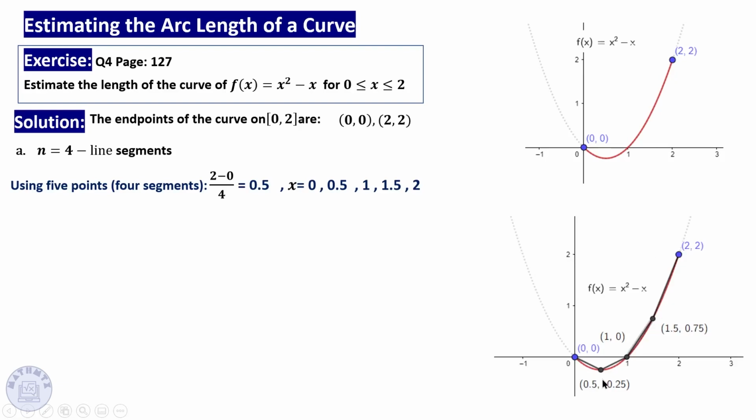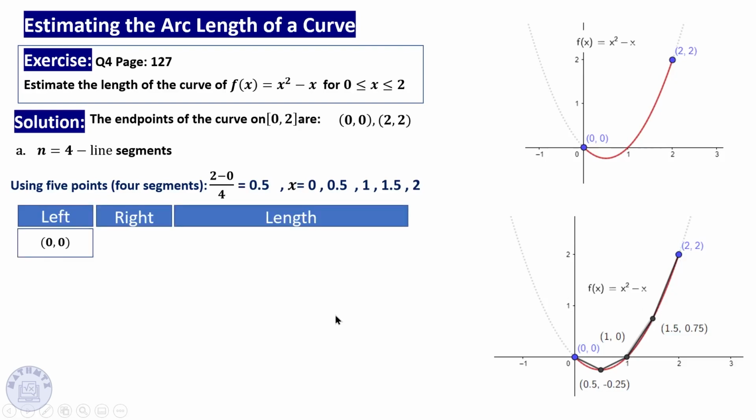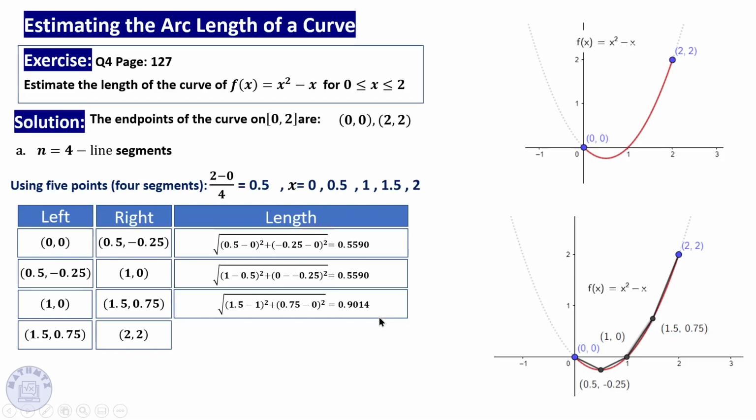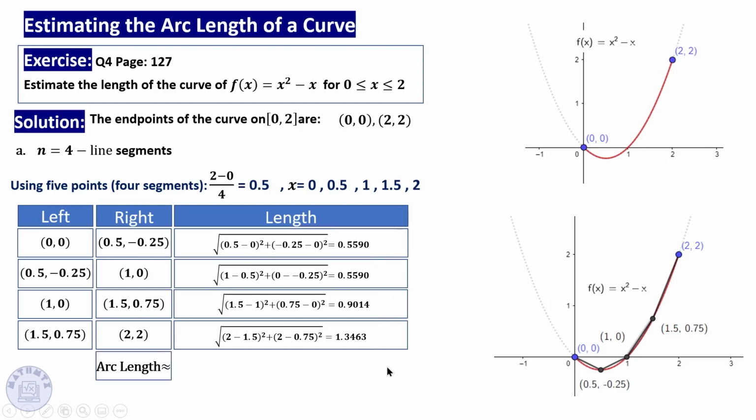So you can see here we have 4 line segments, and I need to calculate the distance between each 2 consecutive endpoints. Again, just like we did in the previous example, just take the points, substitute using the distance formula, use your calculator, and now we will add the lengths of these line segments. And this gives me a decent approximation for the length of the curve.